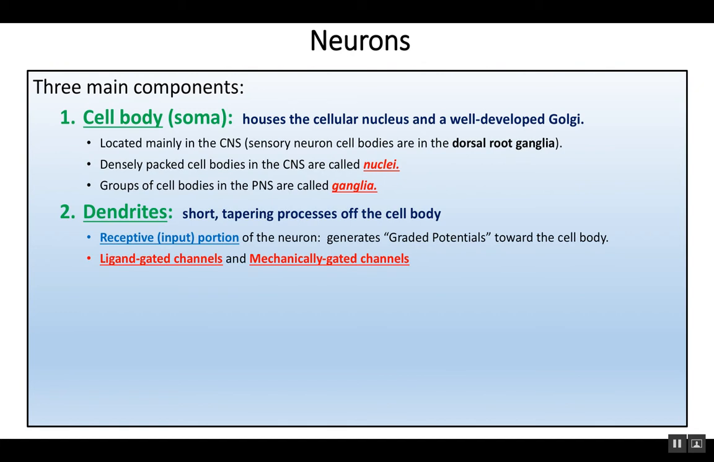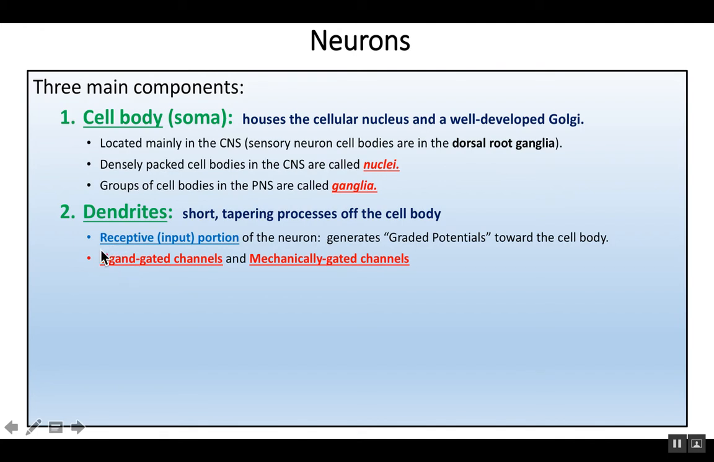The different types of receptors are largely based on what kind of channels they are. They could be a ligand-gated channel, and the word ligand refers to a chemical, usually a neurotransmitter, or it could also be some other maybe inflammatory chemical.